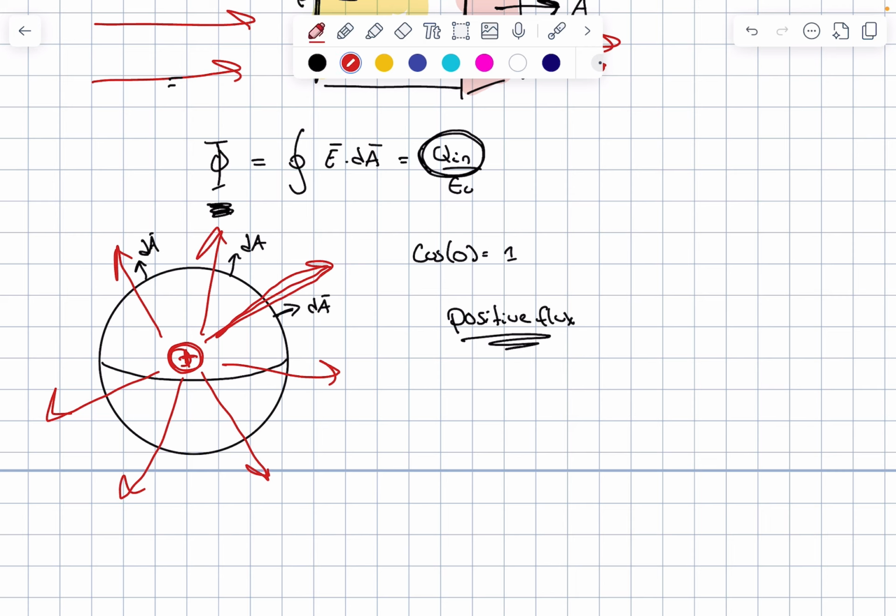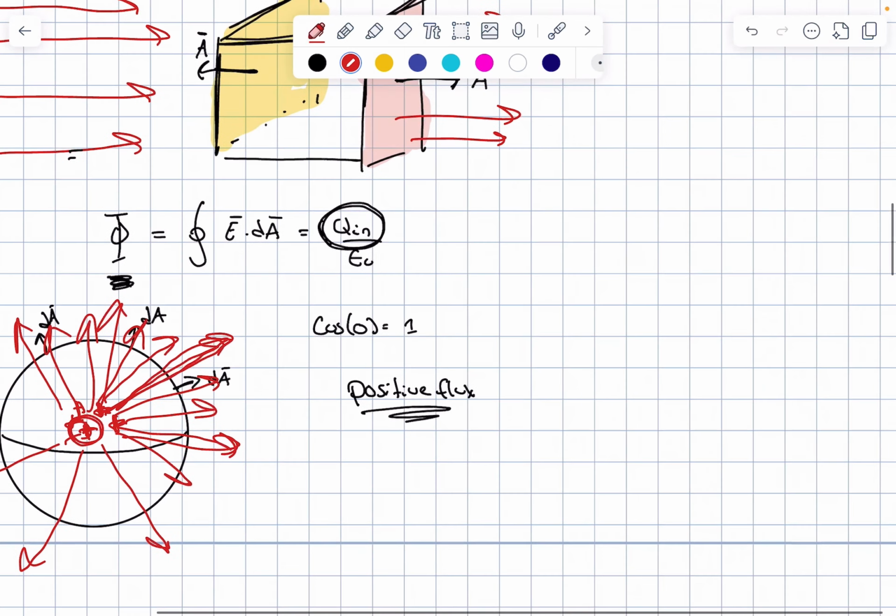Just think about it like this. If I have a small amount of charge, I'm not going to have that many field lines coming out. If I have a very large amount of charge here, my field lines are going to get pretty dense because my electric field is just going to be that much stronger. We see that they are proportional.